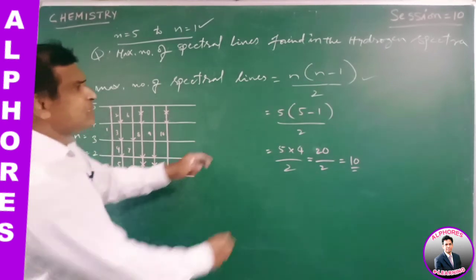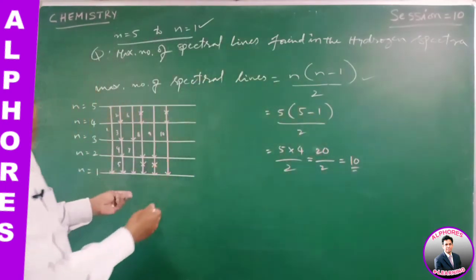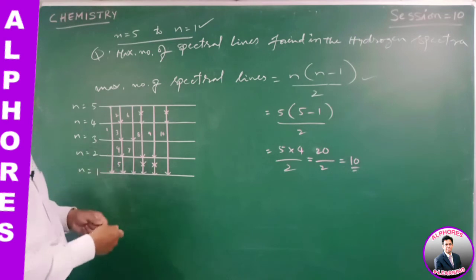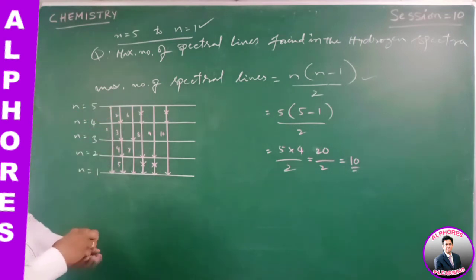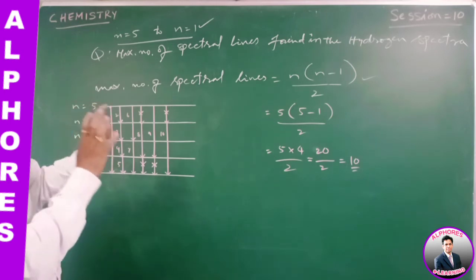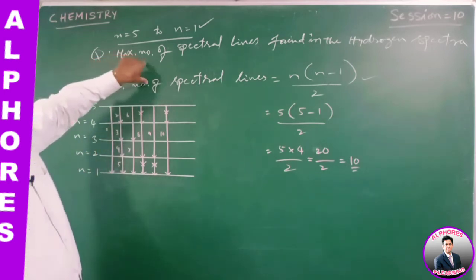So this is a logical approach. Okay, and how it is done? So this is done like this. So that is the explanation for the number of maximum spectral lines formed in the hydrogen spectra is done like this. Let us take another concept. Okay, this concept is clearly understood, I think.